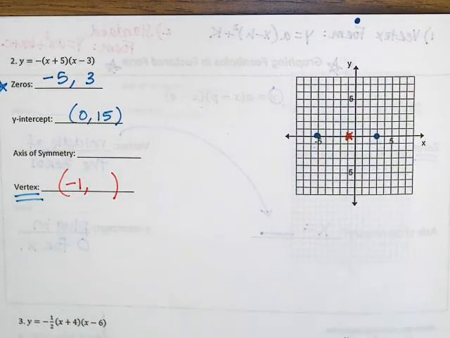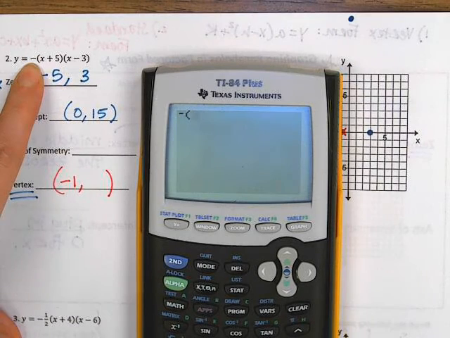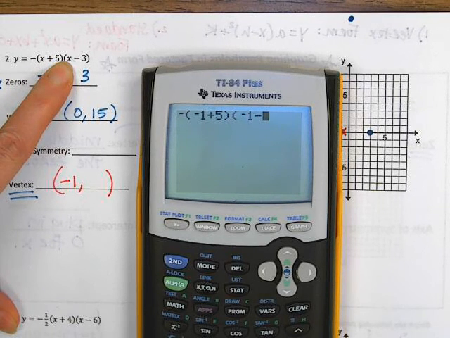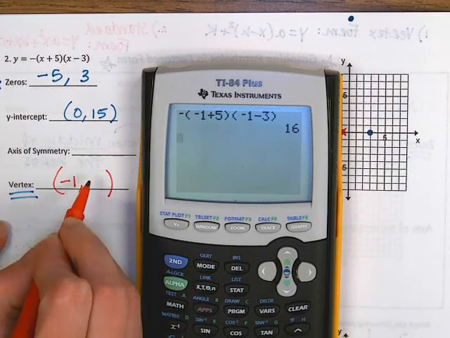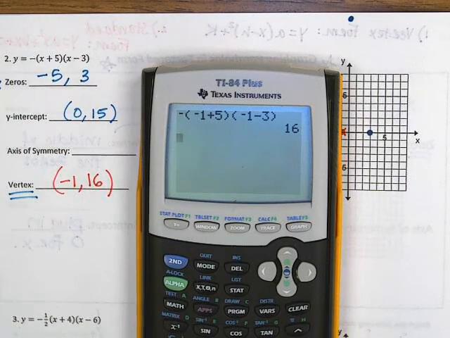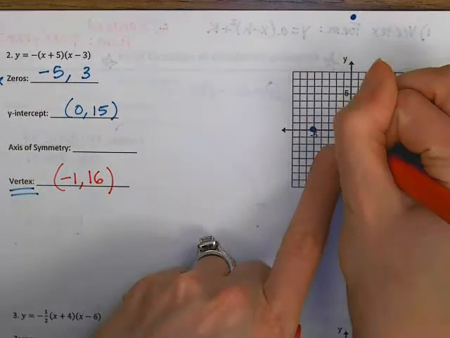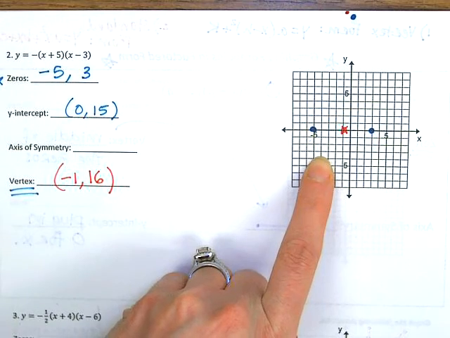And now let's plug that negative 1 back in for x and see what the y value is. Okay, so I'm going to type it in exactly as I see it. And I'm going to plug in negative 1 for x. Right? That's how we get the y value of the vertex. And I get 16. So negative 1 comma 16. Okay, I hope you guys are getting that. That's even more off the graph, but only by a little. So negative 1 comma 16.